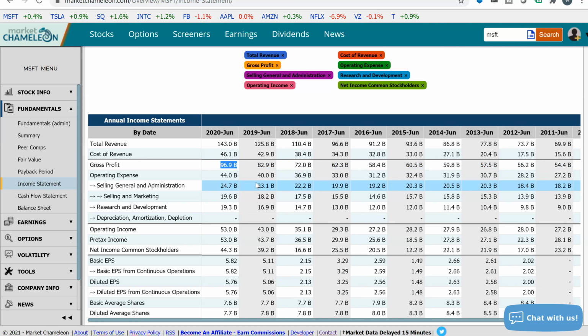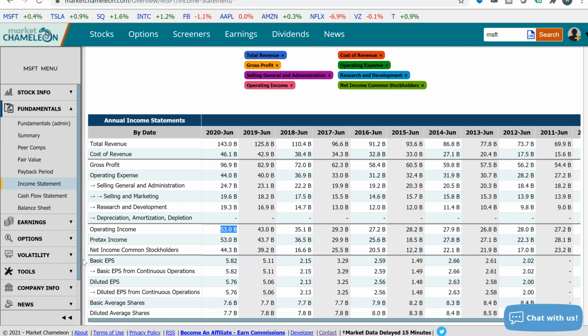Then you have other expenses besides what it costs to make the product. You also have other operating expenses, such as selling, general and administrative expenses, which includes selling and marketing expenses. You have research and development, depreciation, amortization, depletion. So when we take out those other expenses, we come up with the operating income. And the operating income over here, $53 billion, that's income from their core business, the business that they deal with from day to day.